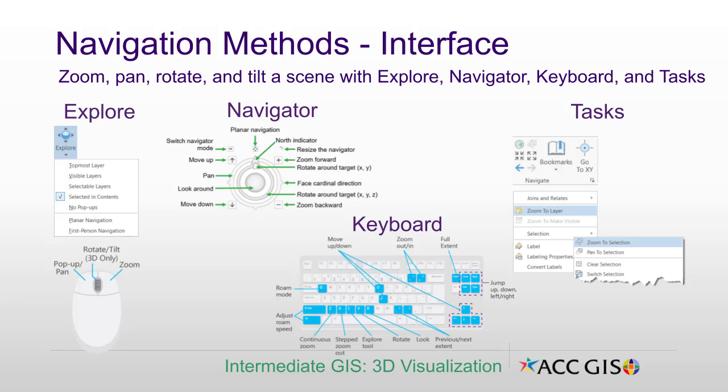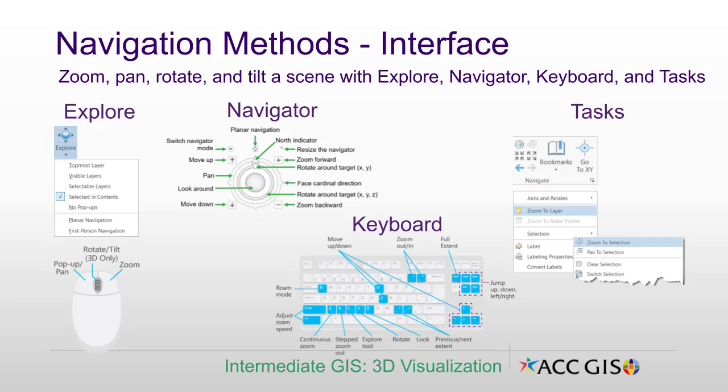If you enable the full navigator control, you can see you have the full range of motion to navigate a scene, including planar navigation and first person navigation. Sometimes it's easier to use the keyboard shortcuts. For example, I can click and hold down the V key to rotate a scene or the B key to look around a scene. And last, we can use task-based navigation.